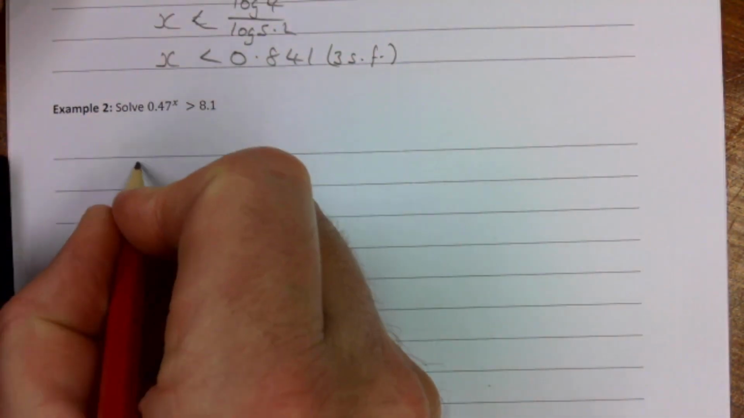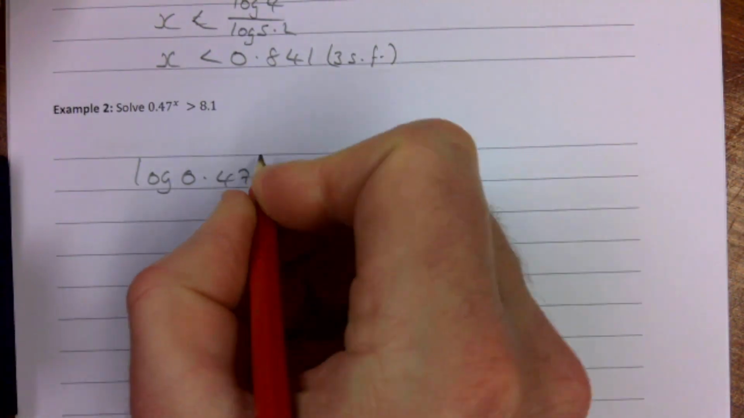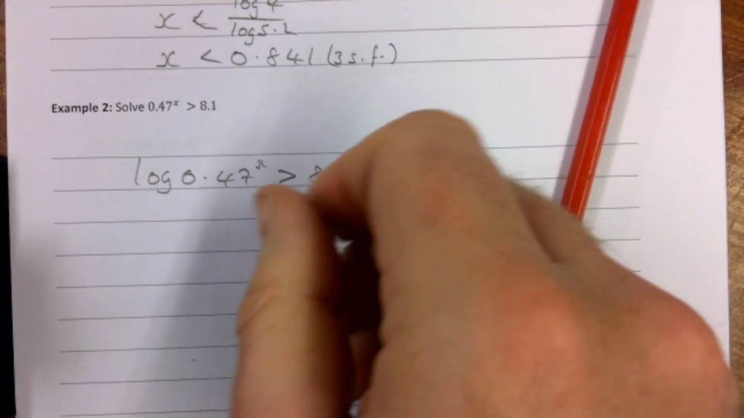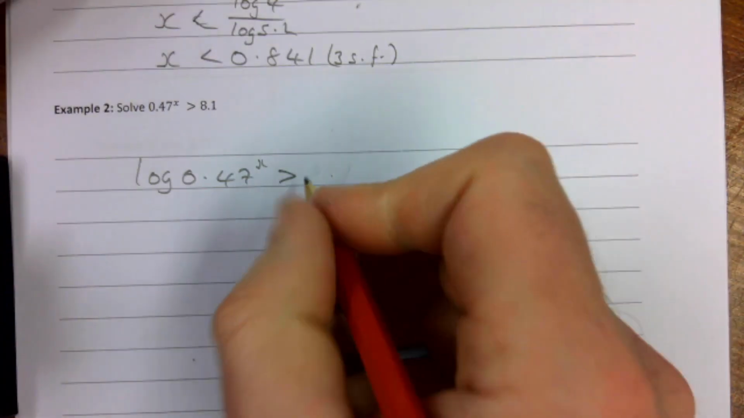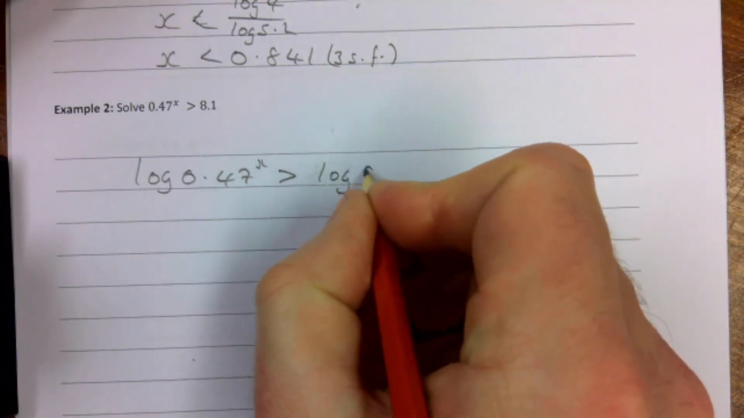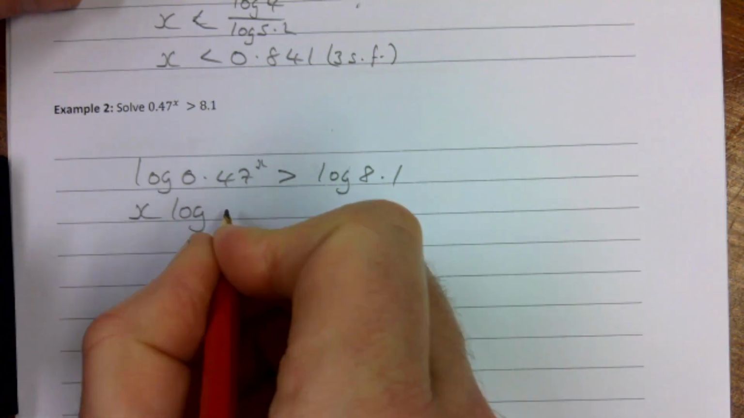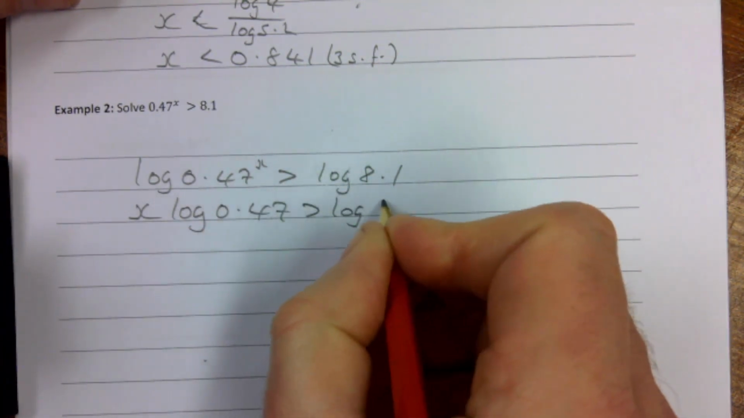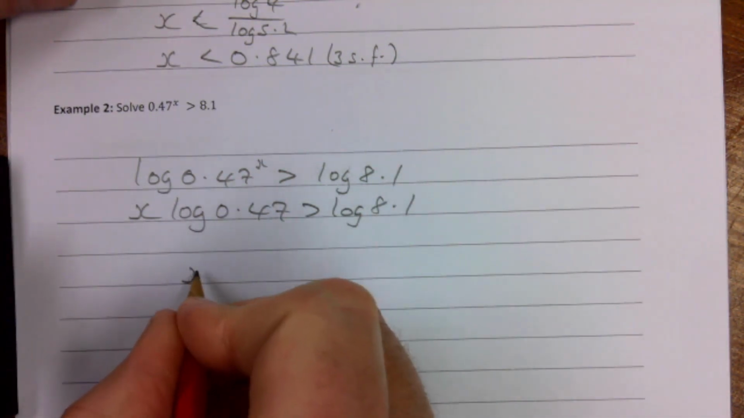So again, we're taking logs of both sides. 0.47 to the power of x is greater than 8.1. We're taking logs of both sides, so we need to write that as a log: x log 0.47 is greater than log 8.1. Now we're going to divide both sides.